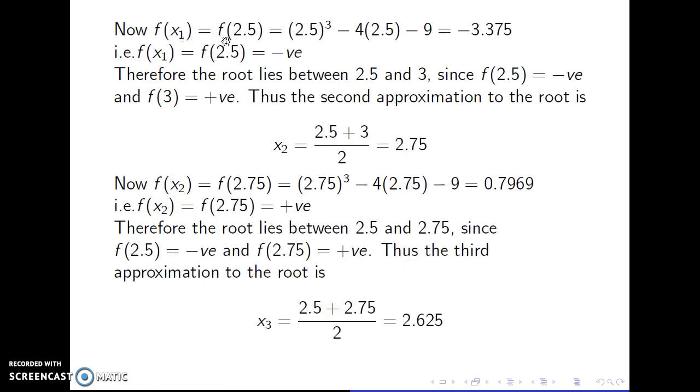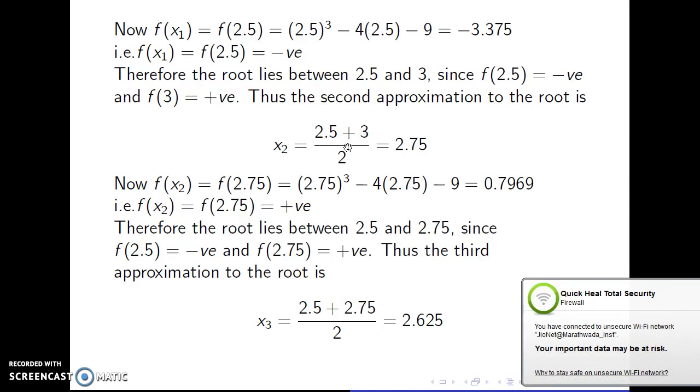Now f of x1, that is the first approximation we found, that is f of 2.5. Now we substitute in the polynomial and we get the value by using a calculator, minus 3.375. Now f of x1 is negative, so our interval becomes, therefore the root lies between 2.5 and 3. Since f of 2.5 we got negative, and f of 3 is already positive, thus the second approximation to the root is x2 equal to 2.5 plus 3 upon 2.